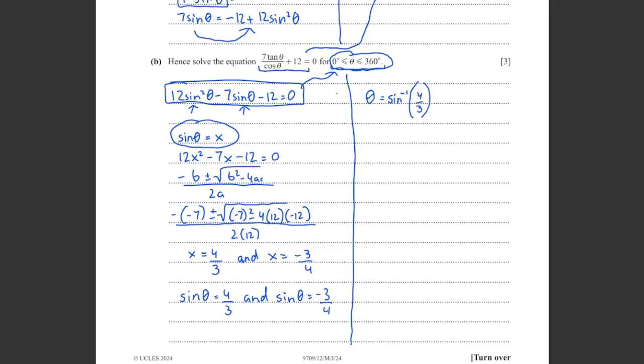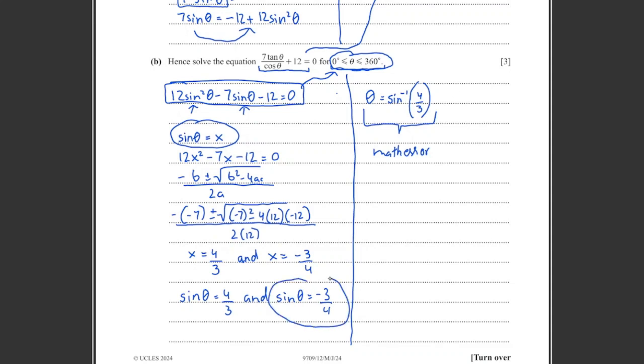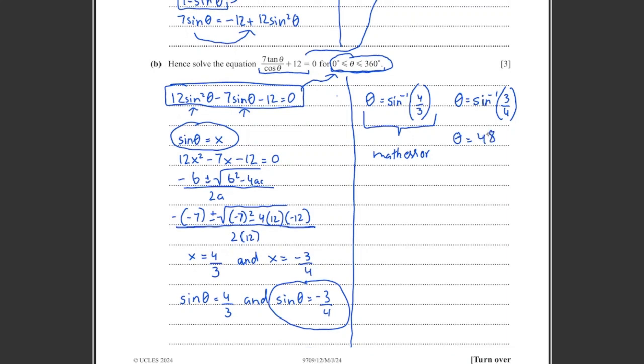And this one seems to be yielding a math error in the calculator. So this is math error. This is not going to be an answer. So then we're just left with this option right over here. And if we take theta equals sine inverse 3 over 4, this is basically going to be 48.59 degrees.